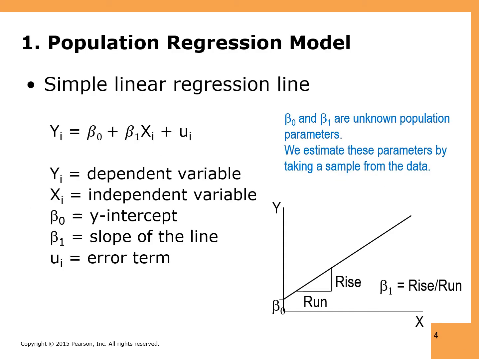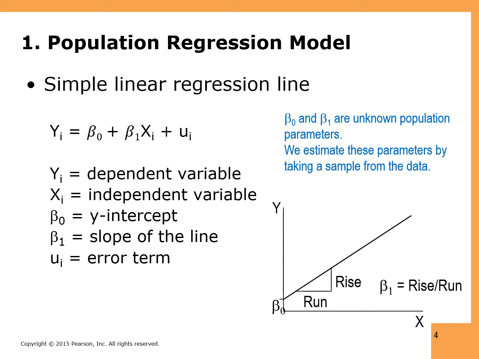Here is the population regression model. In this case, we're looking at the simple linear regression model, where we only have one independent variable. As we mentioned before, Y is the dependent variable, X is the independent variable, beta 0 is the y-intercept, beta 1 is the slope of the line, and u_i is the error term.